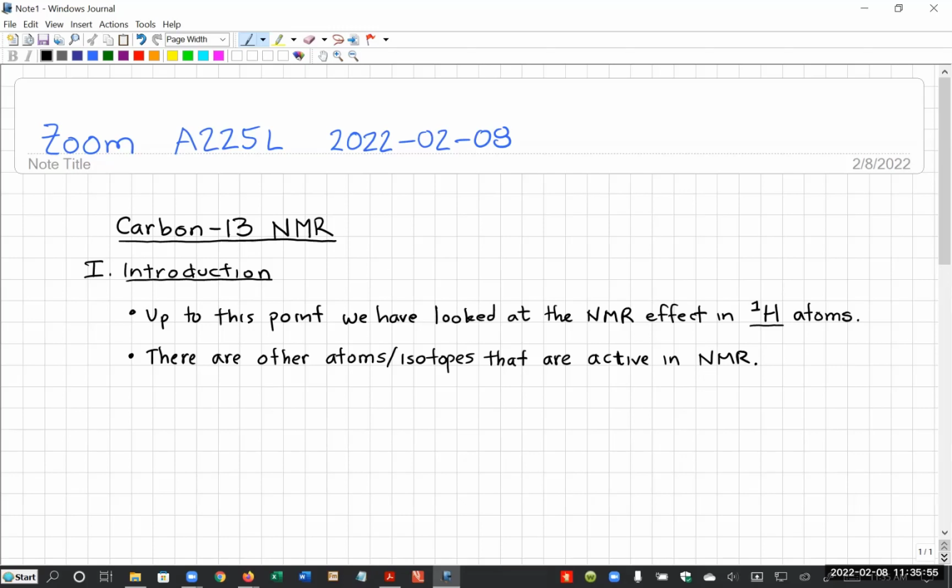But hydrogen 1 is not the only NMR active atom. And I say isotope because I'm going to show you what happens with carbon. In the advanced NMR lecture that I put up there, I'll explain in more detail what has to be in a nucleus for it to be NMR active. So not all isotopes are active, even of a given element.